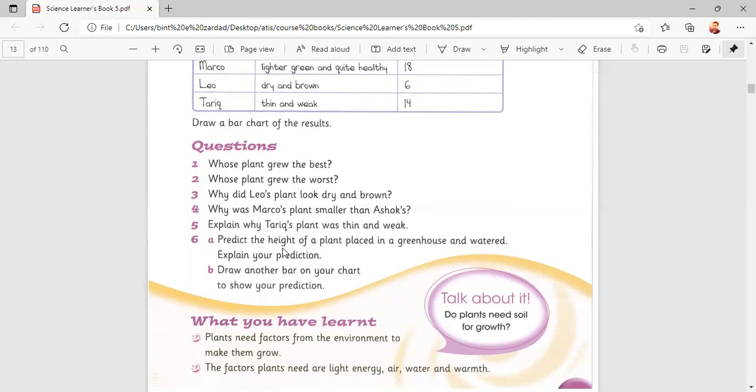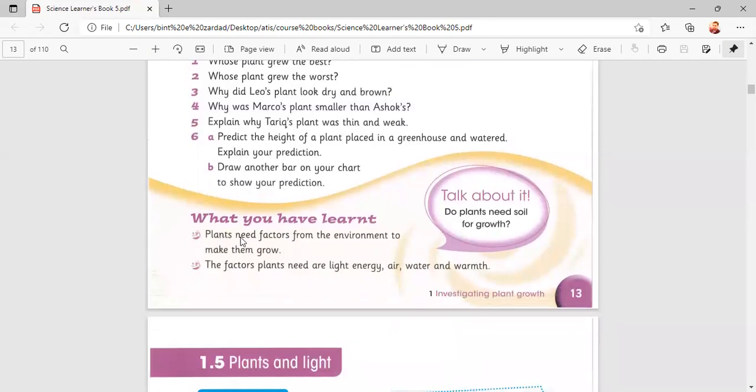Question number 6, our prediction. What have you learned in this lesson? Plants need factors from the environment to make them grow. The factors plants need are light energy, air, water, and a warm place.